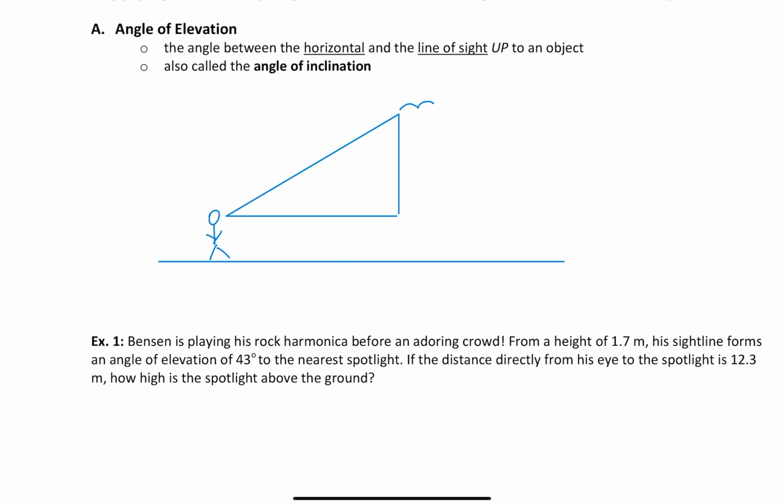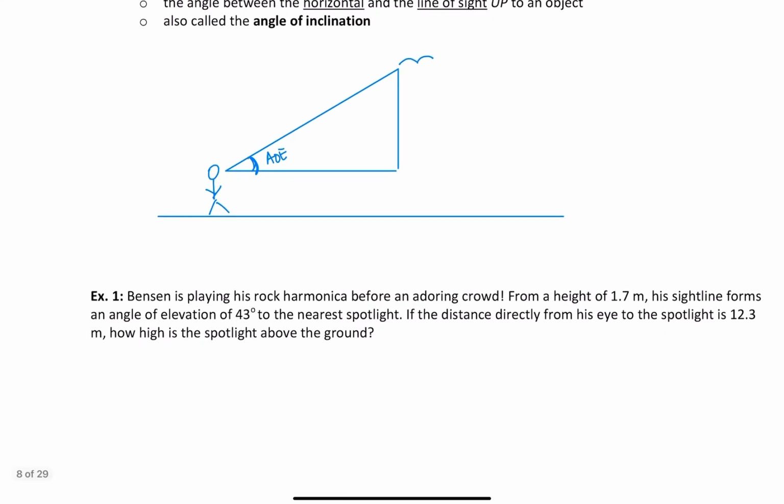a right triangle there. And so the angle of elevation is the angle between the horizontal and the line of sight up to an object. So in this case, this is your angle of elevation, and I'm going to write it as AOE. Okay. Let's take a look at an example that has some numbers in it.